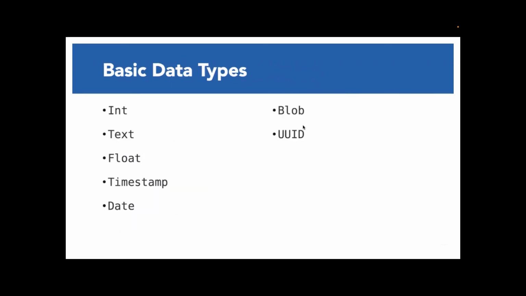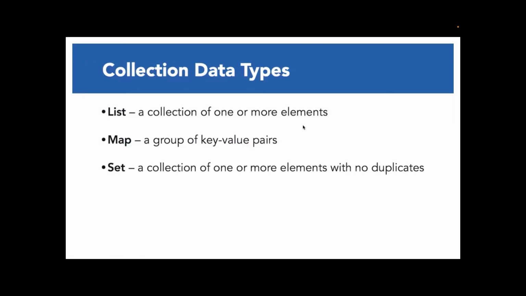Columns can be either a single value or a group of multiple values called collections. Single values are defined with data types such as int for integers, text for strings of text, float for floating point numbers, timestamps for points in time, date obviously for dates, blobs for arbitrary byte streams, and UUID for universally unique identifier.